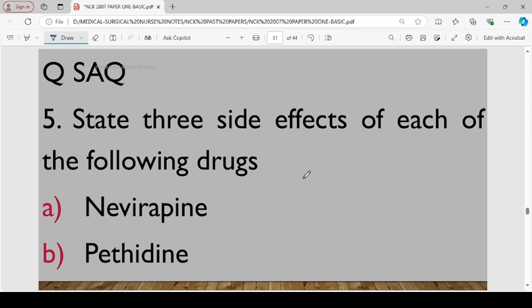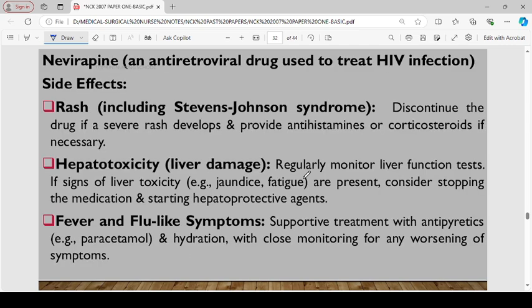Number five, side effects of the following drugs. We have pethidine and nevirapine, right? Of course, nevirapine, this one is an antiviral drug used to treat HIV infection. The side effects include rash, including Stevens-Johnson syndrome, and when this happens, you have to discontinue the drug if a severe rash develops, and provide antihistamines or corticosteroids if necessary.